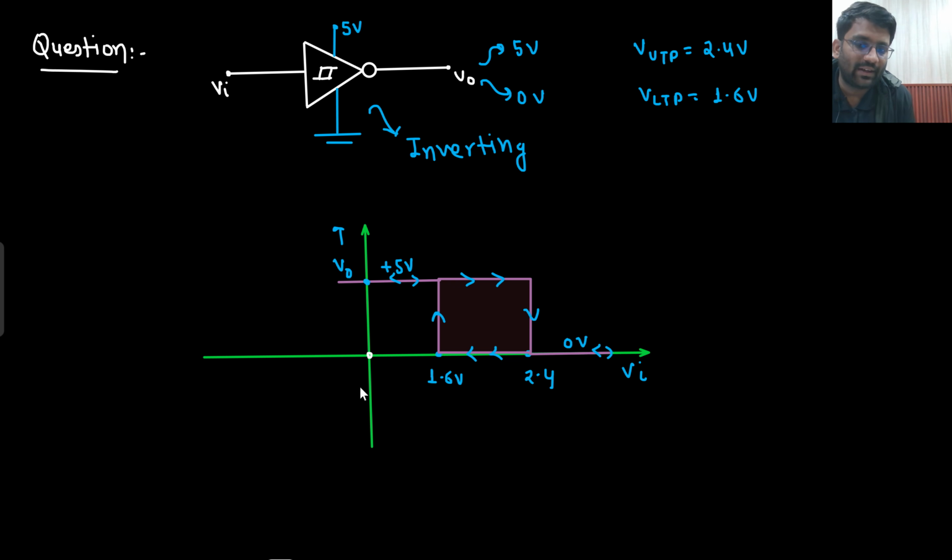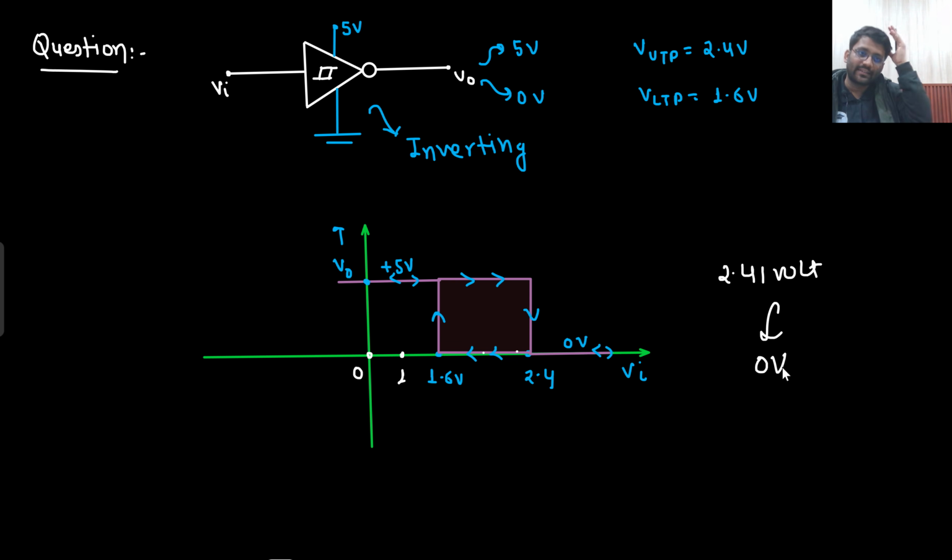Now what will happen is that when input is 0 volt, output will be plus 5 volt. When input is 1 volt, output will be plus 5 volt. When input is 1.8 volt, output will be plus 5 volt. When input is 2.1 volt, output will be plus 5 volt. But when the input becomes 2.41 volt, what will be the output? Not minus, output will become 0 volt. Is that understandable to you?